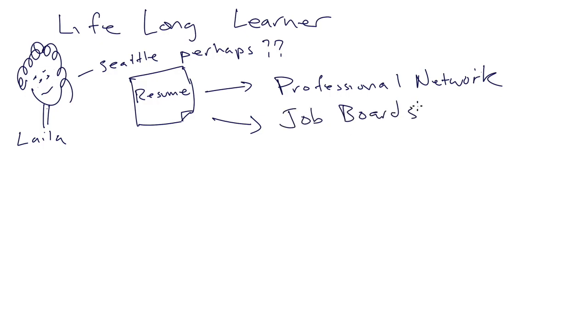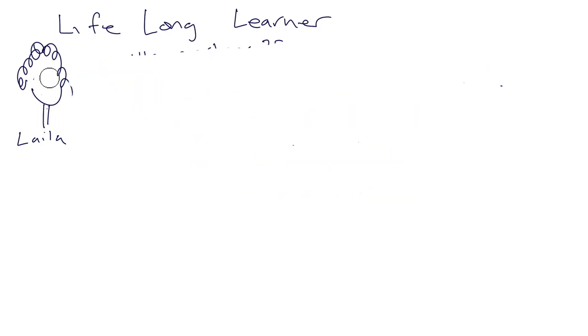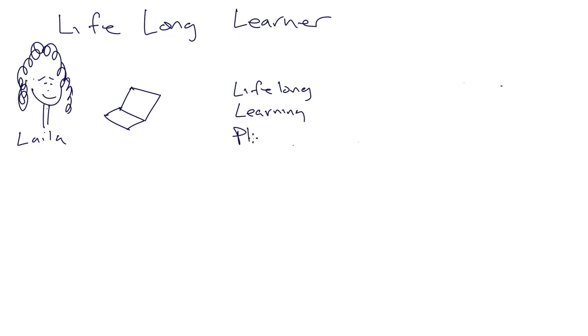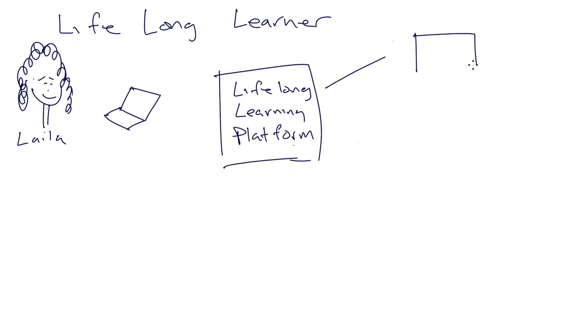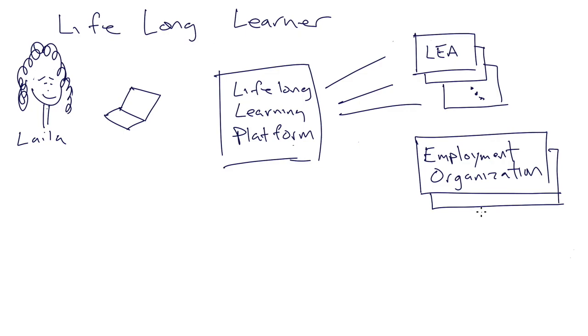Maybe put her resume out on some job boards and update her LinkedIn page and get in touch with a few recruiters. But wouldn't it be great if Layla could take advantage of a lifelong learning platform that would be an authenticated exchange of information between lifelong learners looking for work and the education authorities and work organizations that matter to a lifelong learner such as Layla, but most importantly, with the exchange of records under Layla's control.